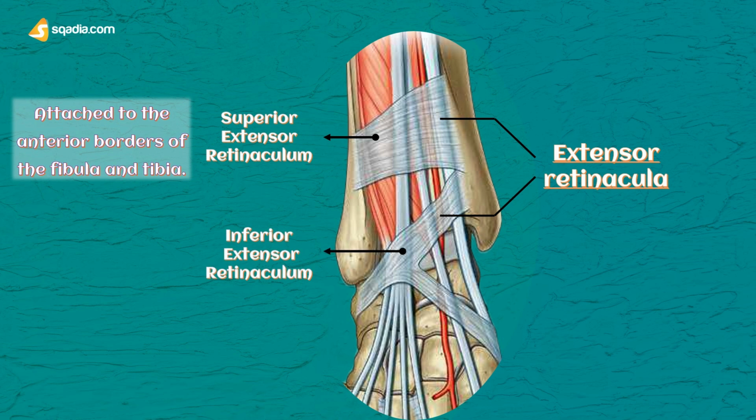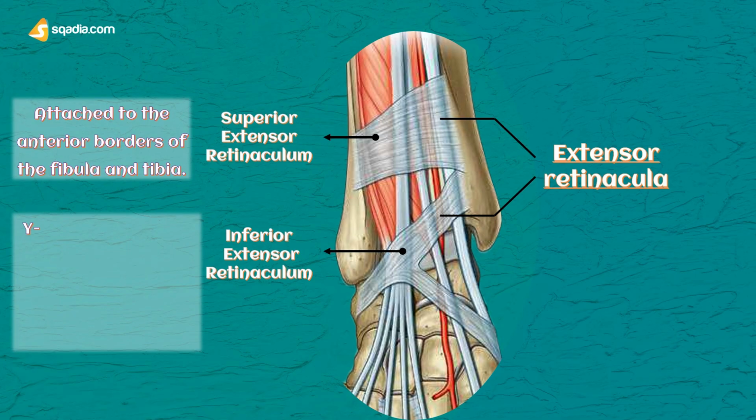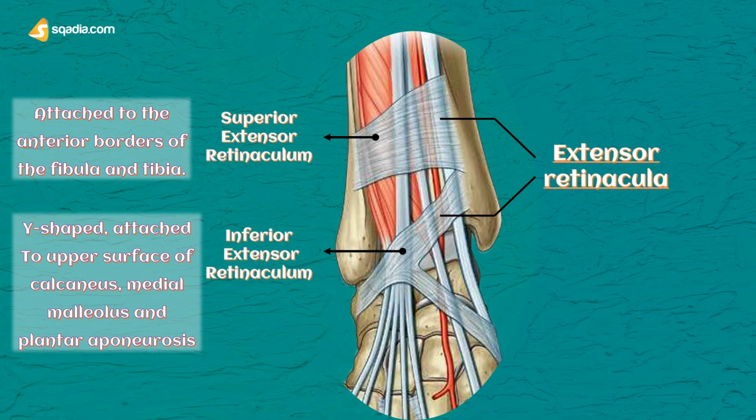An inferior retinaculum is Y-shaped, attached by its base to the lateral side of the upper surface of the calcaneus, and crosses medially over the foot to attach by one of its arms to the medial malleolus, whereas the other arm wraps medially around the foot and attaches to the medial side of the plantar aponeurosis.